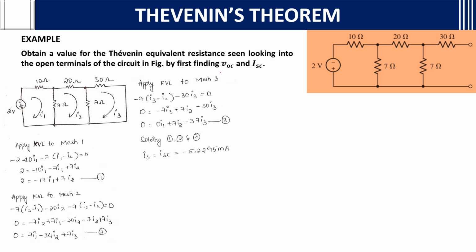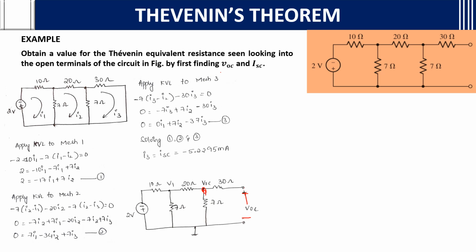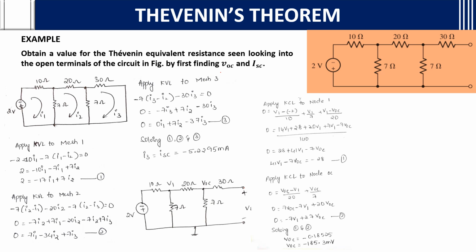After finding ISC, we will find VOC now. They have given minus plus, then 10 ohms, 20 ohms, and everything is the same. As this is open terminals, we will find the VOC, the Thevenin's equivalent. If this is VOC, the same voltage will be passing here also. So you take one node as VOC, another node as V1. Then apply nodal analysis. There is also a video on nodal analysis. If you don't know, please do watch. I'll explain here anyway once again.